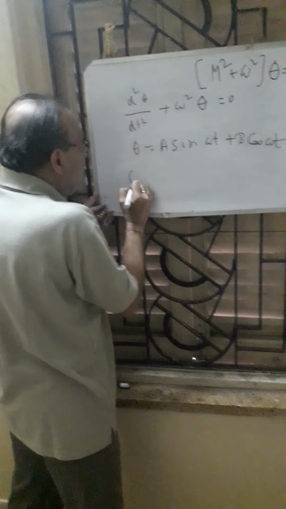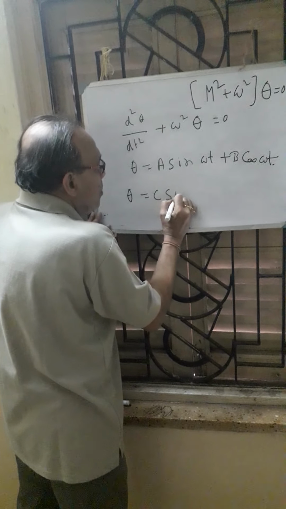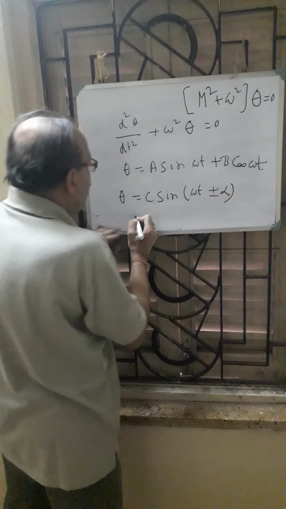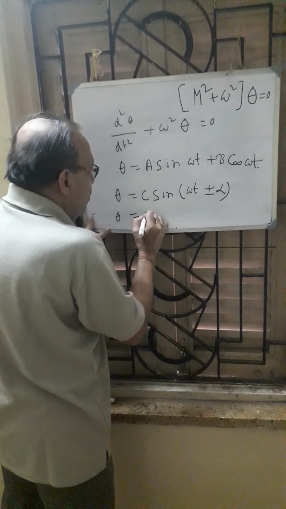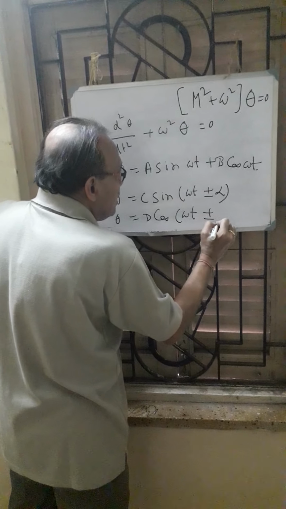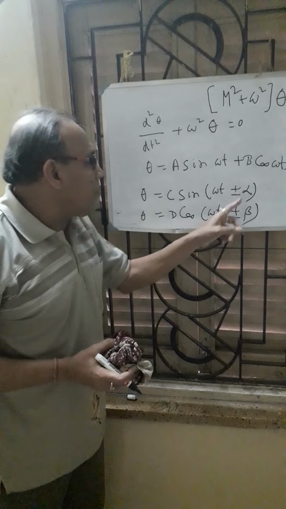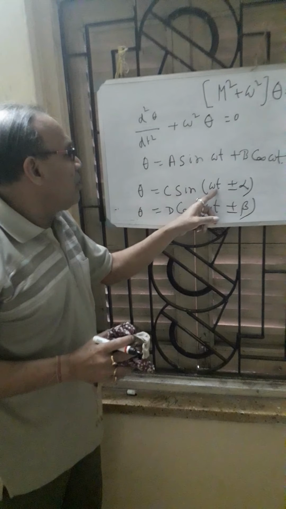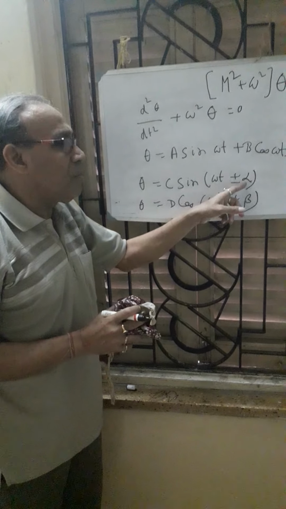It can easily be written theta equal to c sin omega t plus minus alpha, or theta equal to d cos omega t plus minus beta. C is the amplitude, omega is the frequency, alpha is the phase. Phase means at t equal to 0, if I put t equal to 0, where does the particle start from? That is called phase. Extremely important consequence.